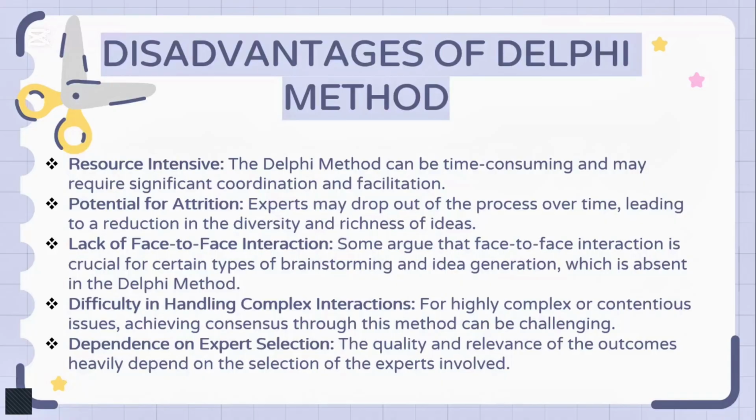There is difficulty in terms of handling complex interactions because arriving at a consensus may be very difficult. And then you also have to be dependent on that selection process. So did you select the right panel? That's something that you always have to ask yourself.